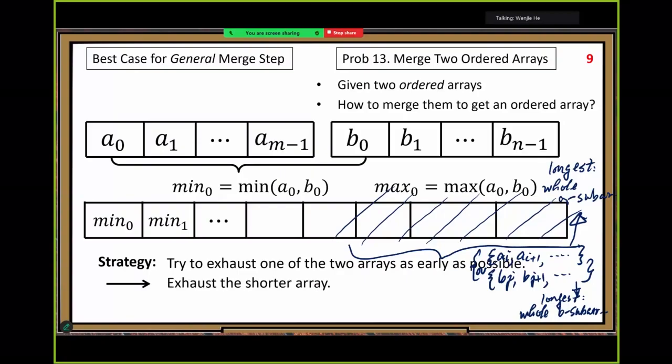These two cases, one is better than the other, right? So which one is better? Exhaust the shorter array. Shorter array means you need to do fewer comparisons. So you have a longer subarray, you have a shorter subarray. You want to exhaust the shortest subarray because you only need to do comparisons as the number of elements in the shorter subarray.